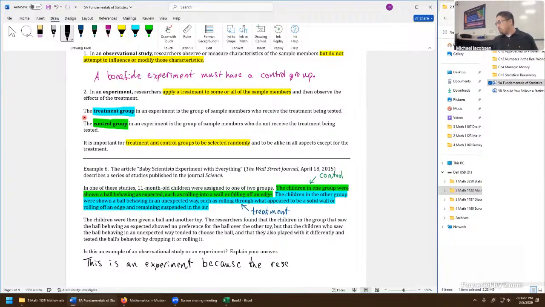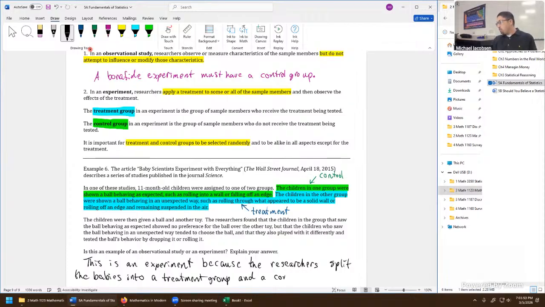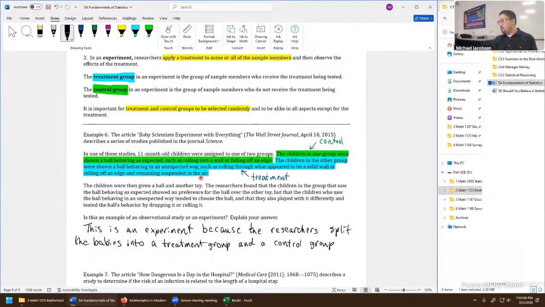the researchers split the babies into a treatment group that was where the ball was behaving weirdly, and a control group to see if it caused an effect in their behavior.